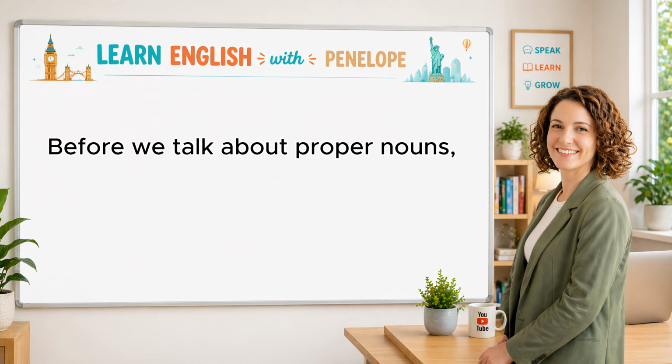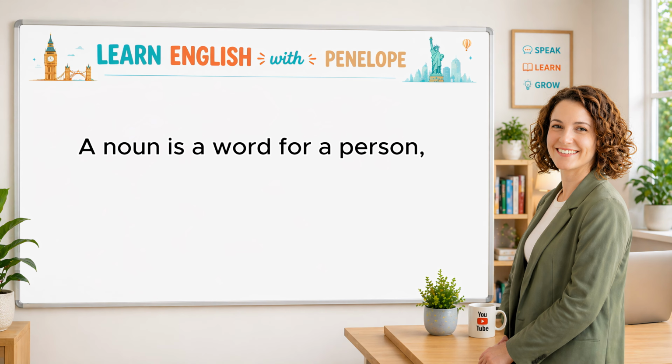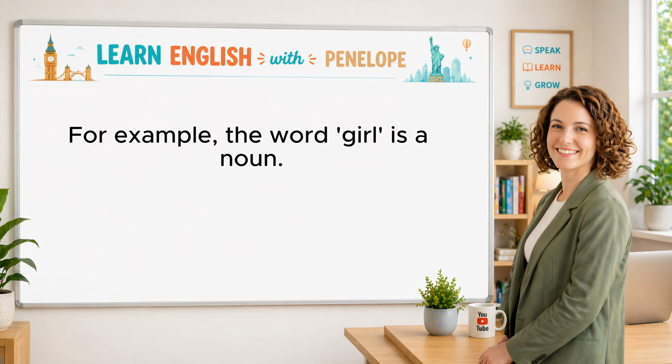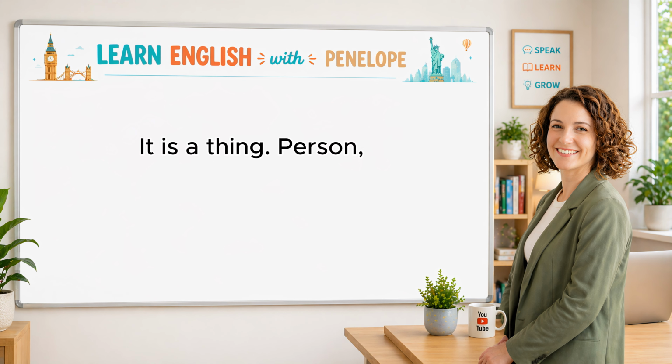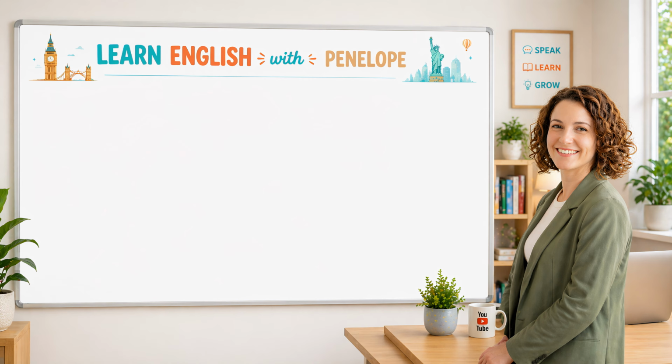Before we talk about proper nouns, we need to understand what a noun is. A noun is a word for a person, a place, or a thing. That is it. It is that simple. For example, the word girl is a noun. It is a person. The word city is a noun. It is a place. The word book is a noun. It is a thing. Person, place, or thing. That is a noun.